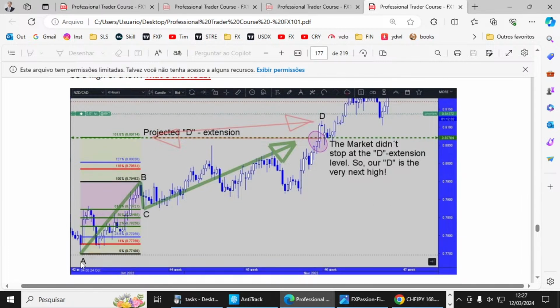So you have an A down in here, B is up in here, C is down in here, everybody. A, B, C, D. So the projected extension is in here, but as you can see the market didn't stop at the extension level, so our capital D is the very next high, alright?